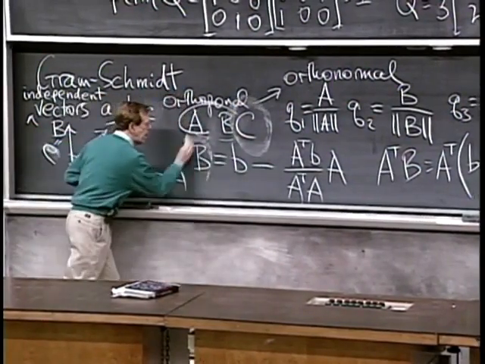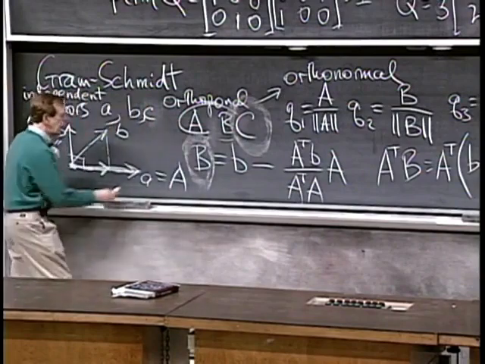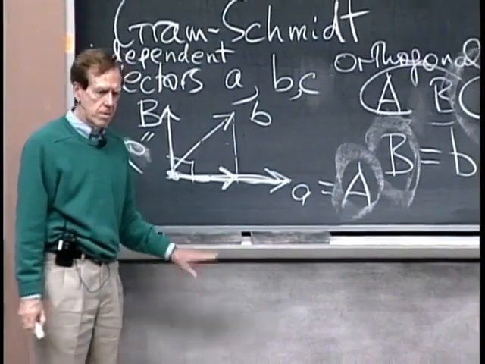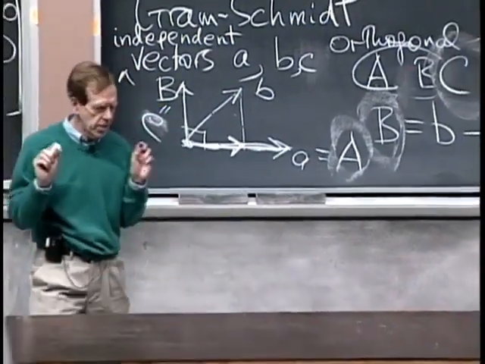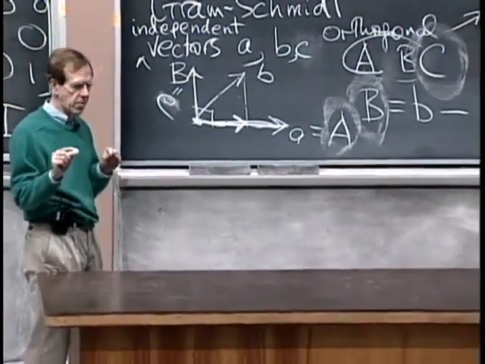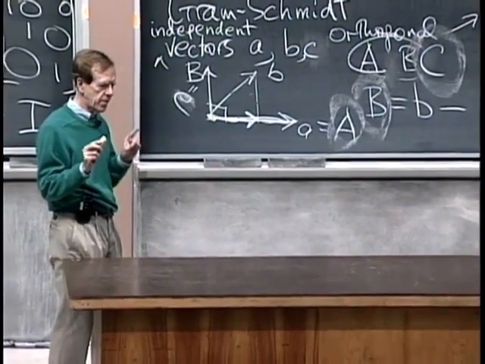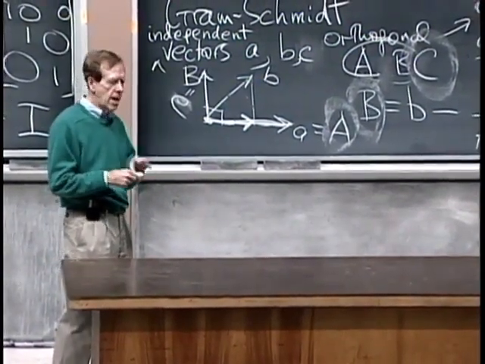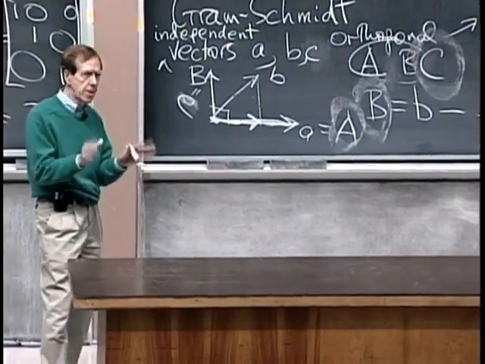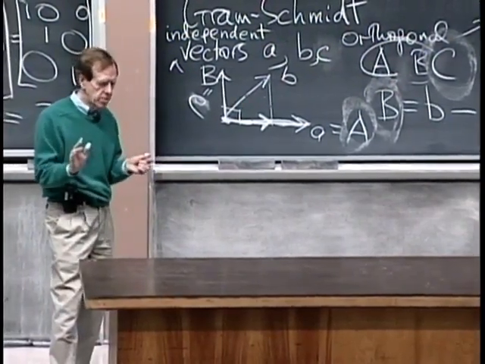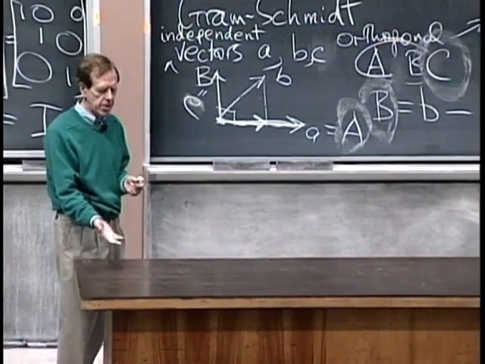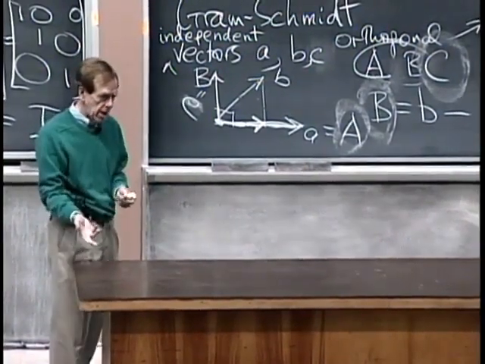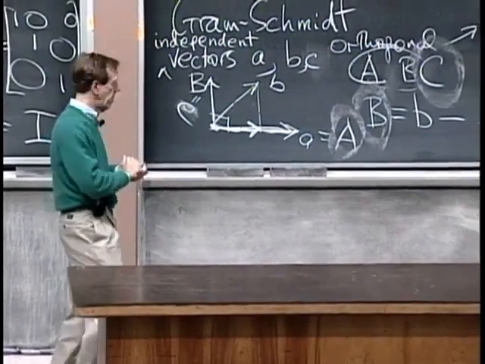I got B here. I got A very easily. And now, if you see the idea, we could figure out a formula for C. So this is like a typical homework quiz problem. I give you 2 vectors, you do this. I give you 3 vectors, and you have to make them orthonormal.